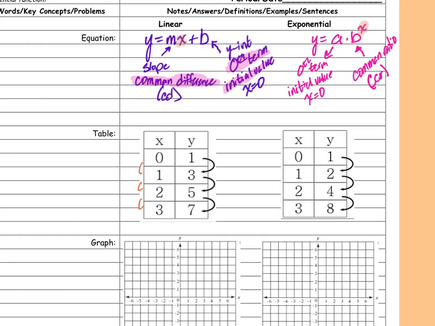So I'm multiplying. How do I get from 1 to 3 and 3 to 5 and 5 to 7? What am I doing in that table to get from there? Can someone tell me? What do I do to get from 1 to 3 and 3 to 5 and 5 to 7? What am I doing every single time? Anybody?